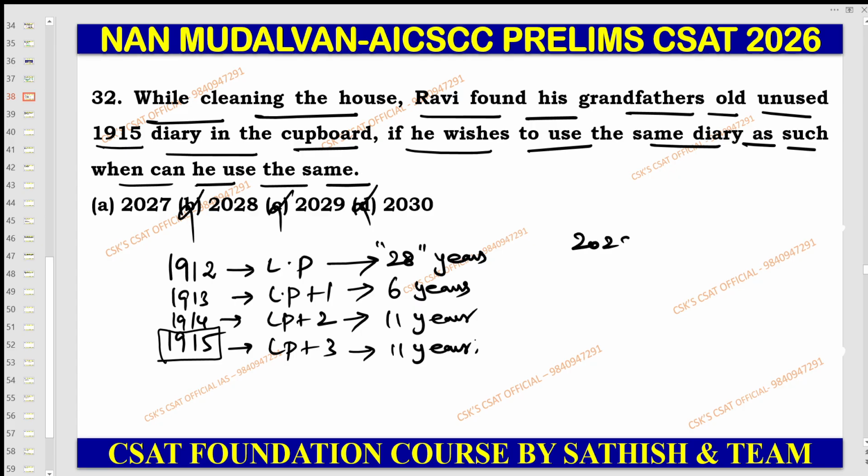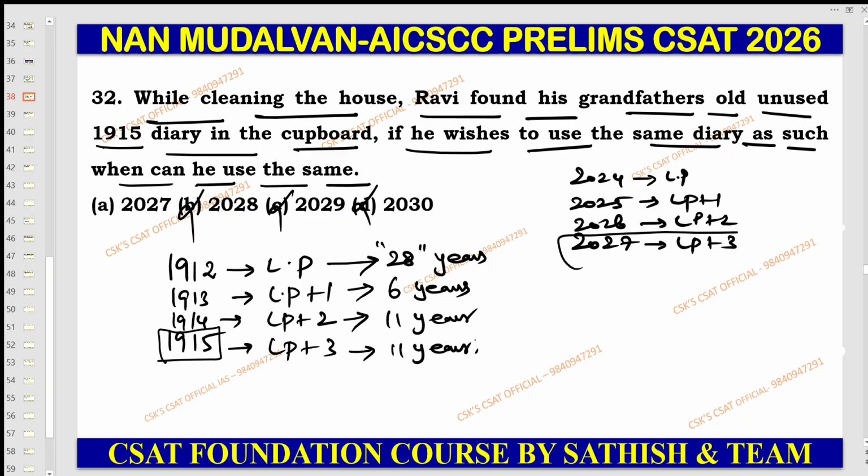So this is 2027, nothing but the LP plus 3. 2024 is nothing but the LP. 2025 is nothing but the LP plus 1. 2026 is nothing but the LP plus 2. So LP plus 3 comes here with 2027. So the answer is A. Everyone understood the logic? Use the logic and try to answer. Right? Shall I move to the next one? Everyone? Okay.